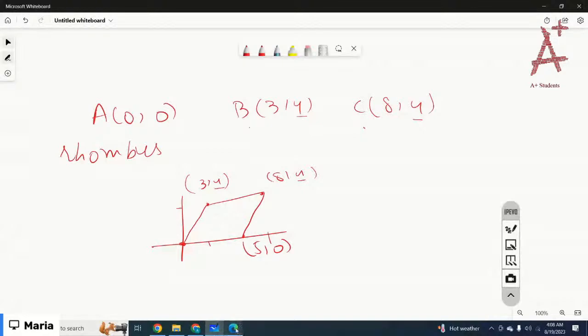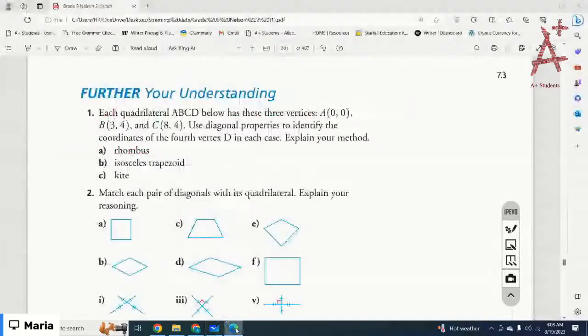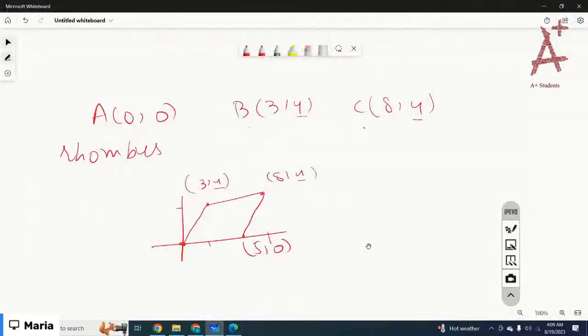Okay, then you have the isosceles trapezoid. You have to find the fourth vertex of the trapezoid. Since the trapezoid has one pair of parallel sides, we know that the segment parallel to BC is the segment AD. For the trapezoid, BC is parallel to AD.